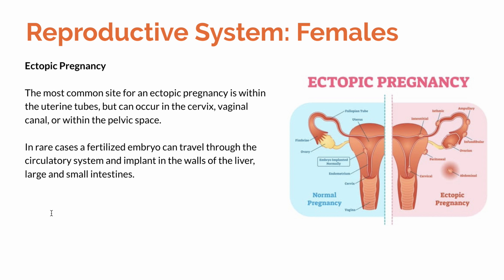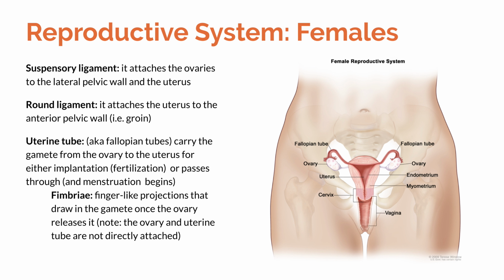And in very, very rare cases, it can travel through the circulatory system and implant in the walls of the liver or the large and small intestines as well. But this is very, very rare. Usually it is in the uterine tube or the fallopian tube. It just doesn't get far enough down to the uterus, sorry.